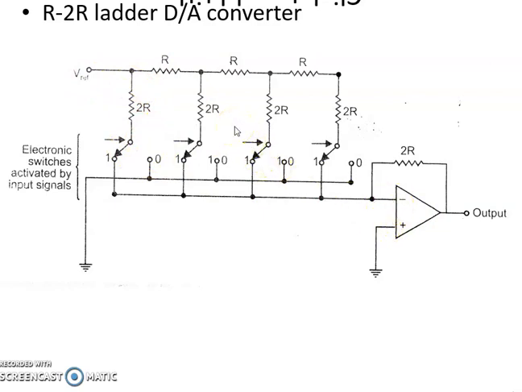Therefore the output voltage is generated by switching sections of the ladder to either the reference voltage or 0 volt according to whether there is a 1 or 0 in the digital input. In this way, the digital input can be converted into analog output in this R2R ladder digital to analog converter.